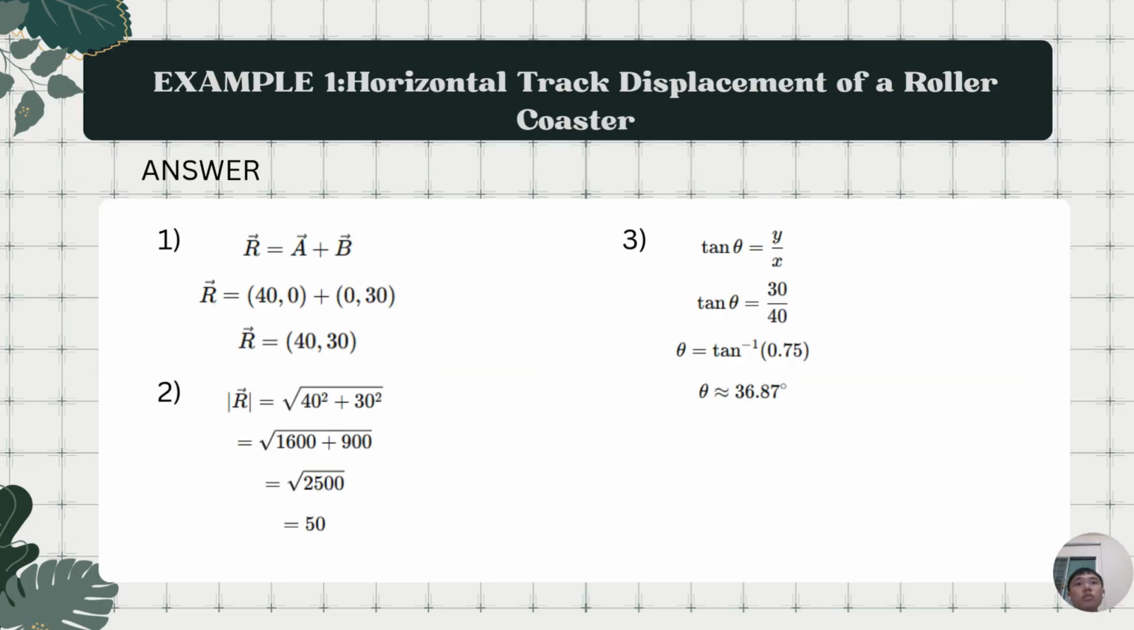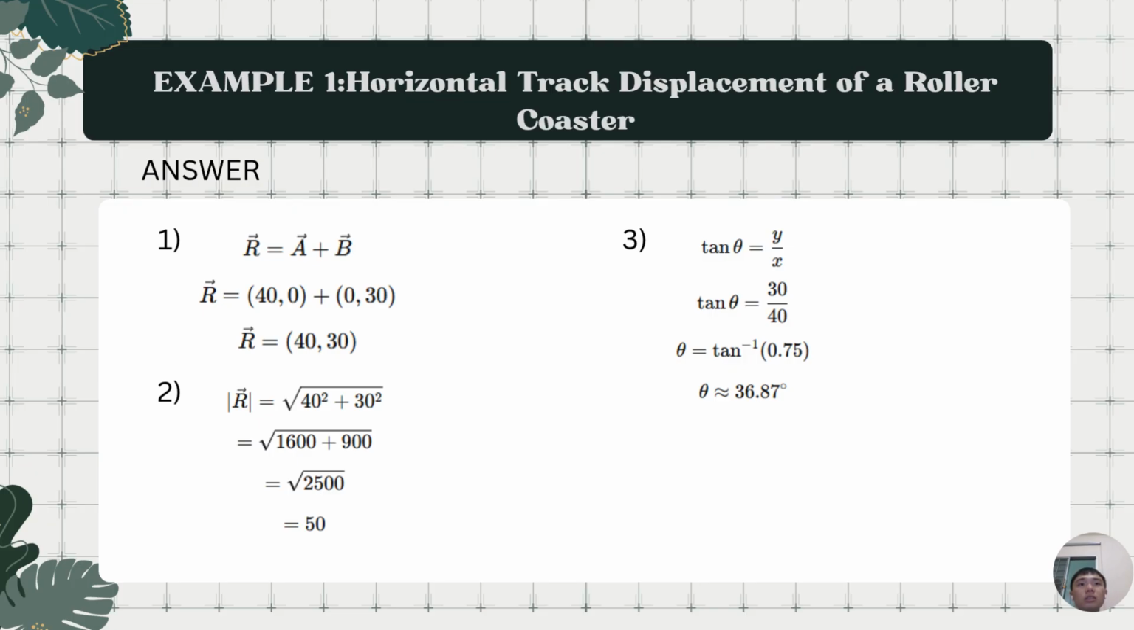So now, let us solve the first scenario. To find the resultant displacement vector, we need to add the two given vectors, where vector A is (40, 0) and vector B is (0, 30). When we add the corresponding components, we get 40 and 30. So the resultant displacement vector is (40, 30). This means that overall the roller coaster has moved 40 meters east and 30 meters north from its starting point.